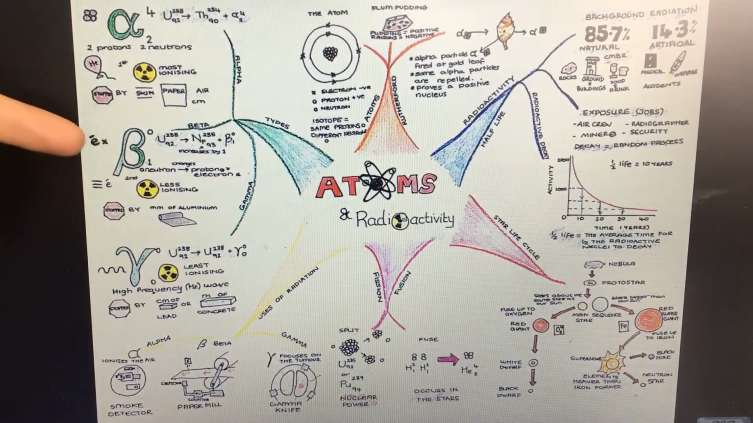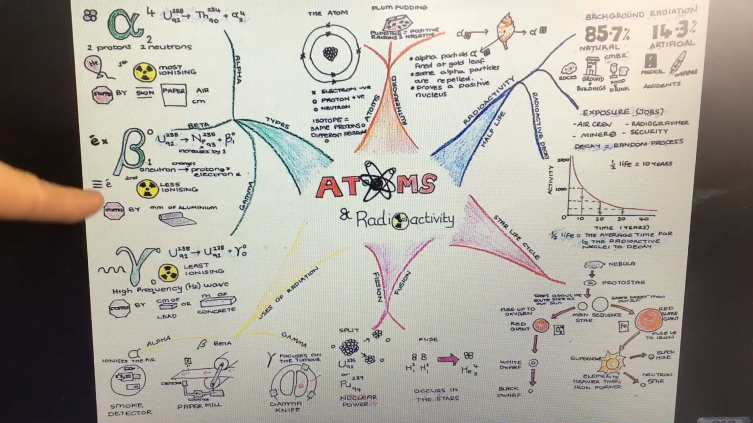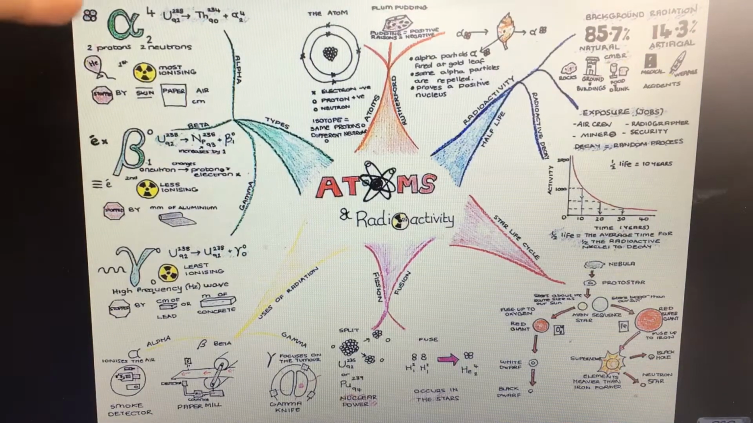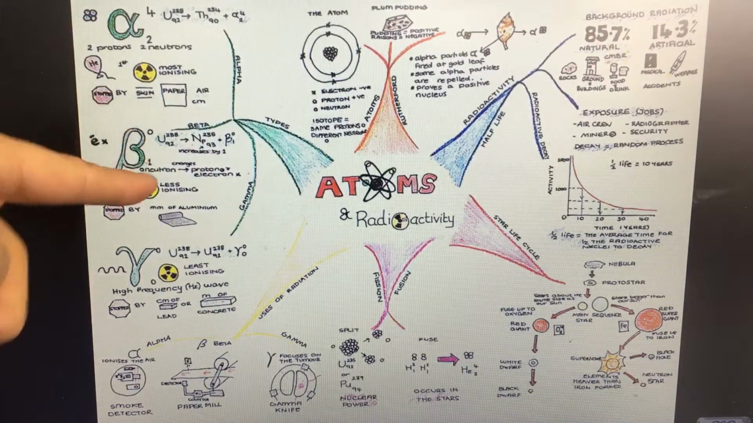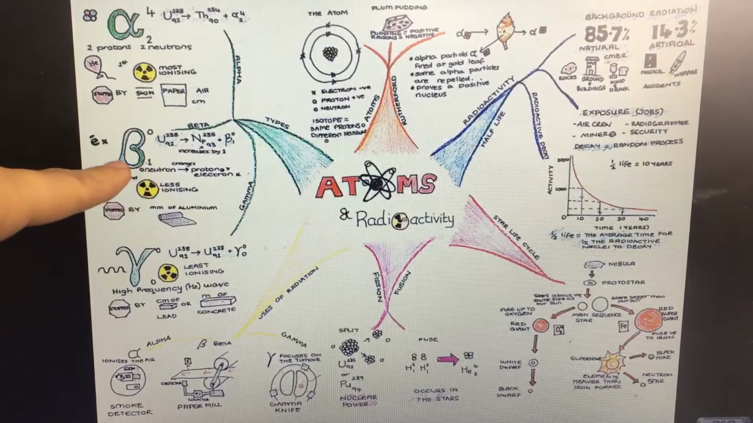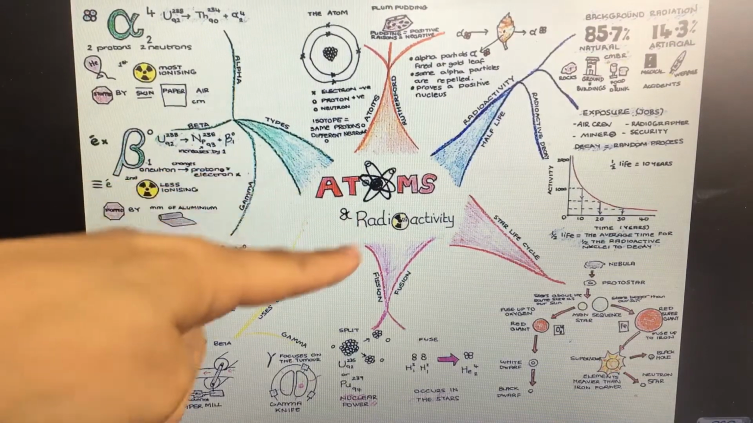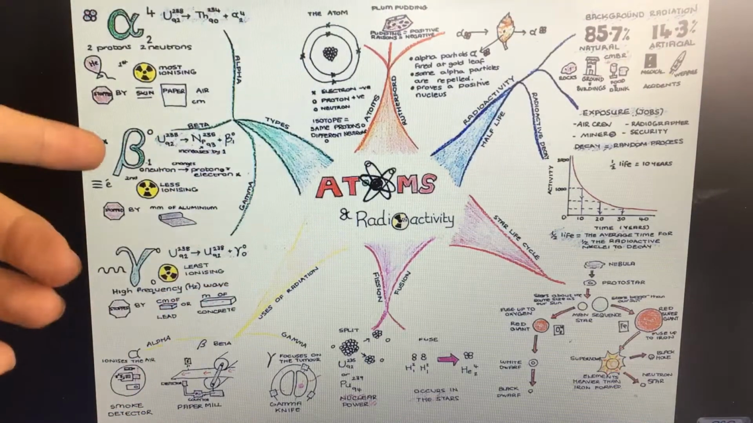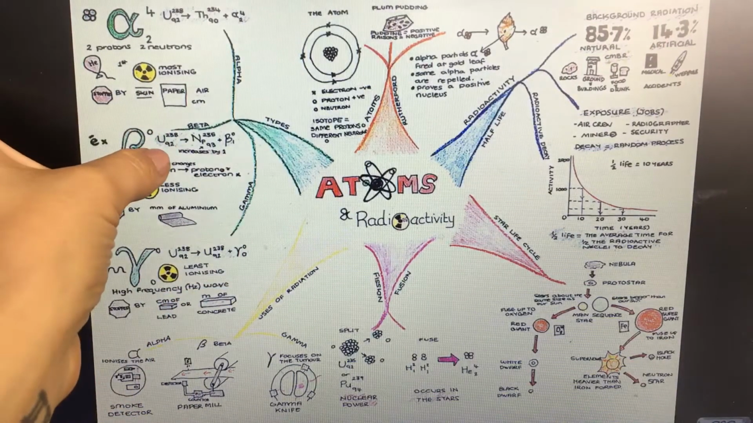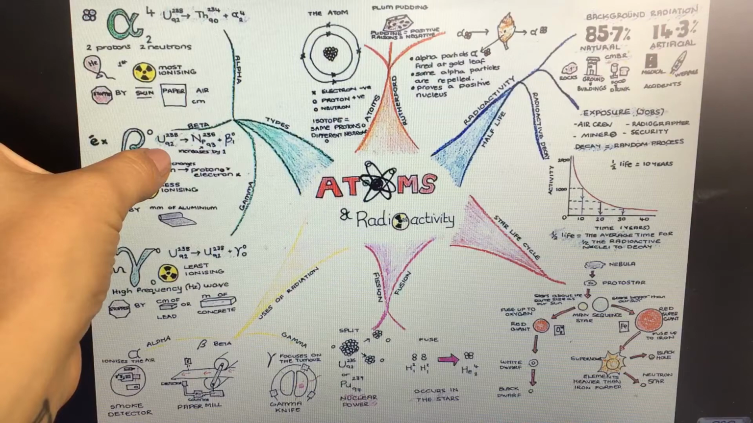Beta radiation is a fast-moving electron, okay? It has no mass change, and this is -1. Now, it happens when a neutron will randomly change into a proton and it emits an electron. So because this happens, the atomic number of the substance actually increases by 1.